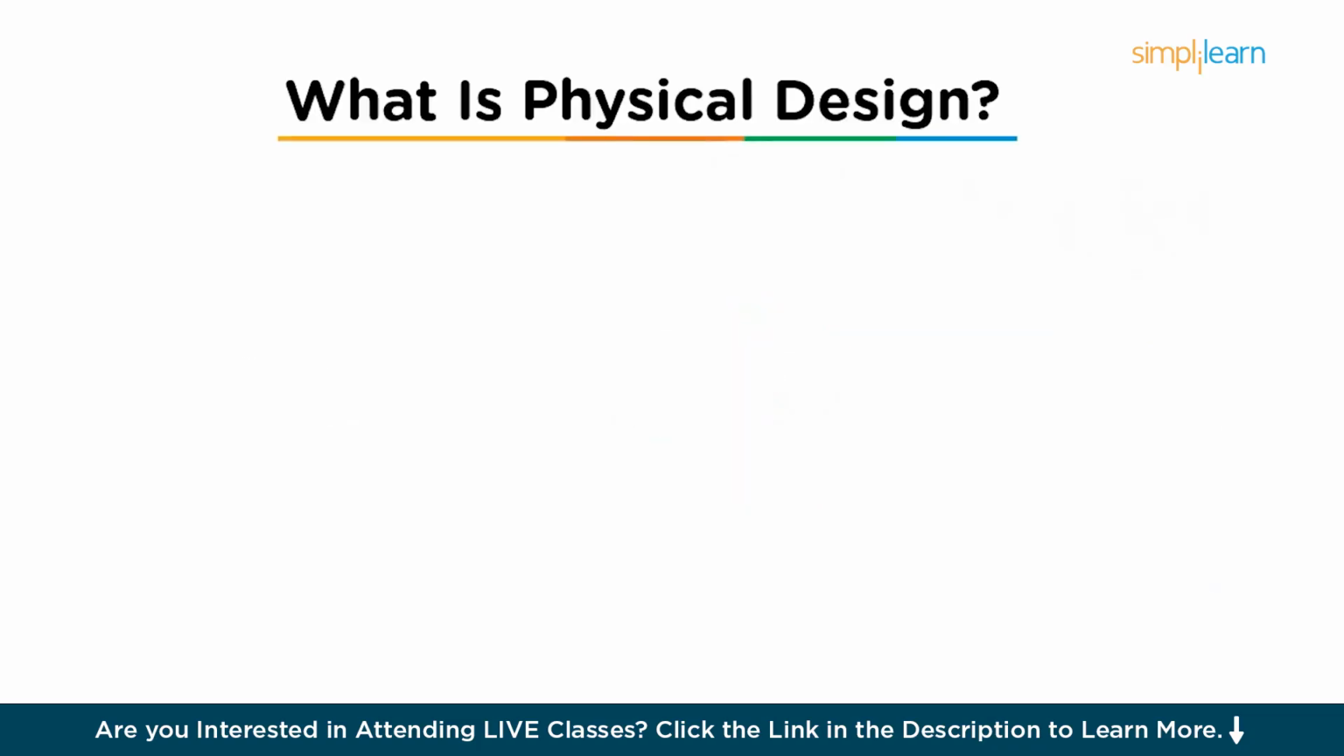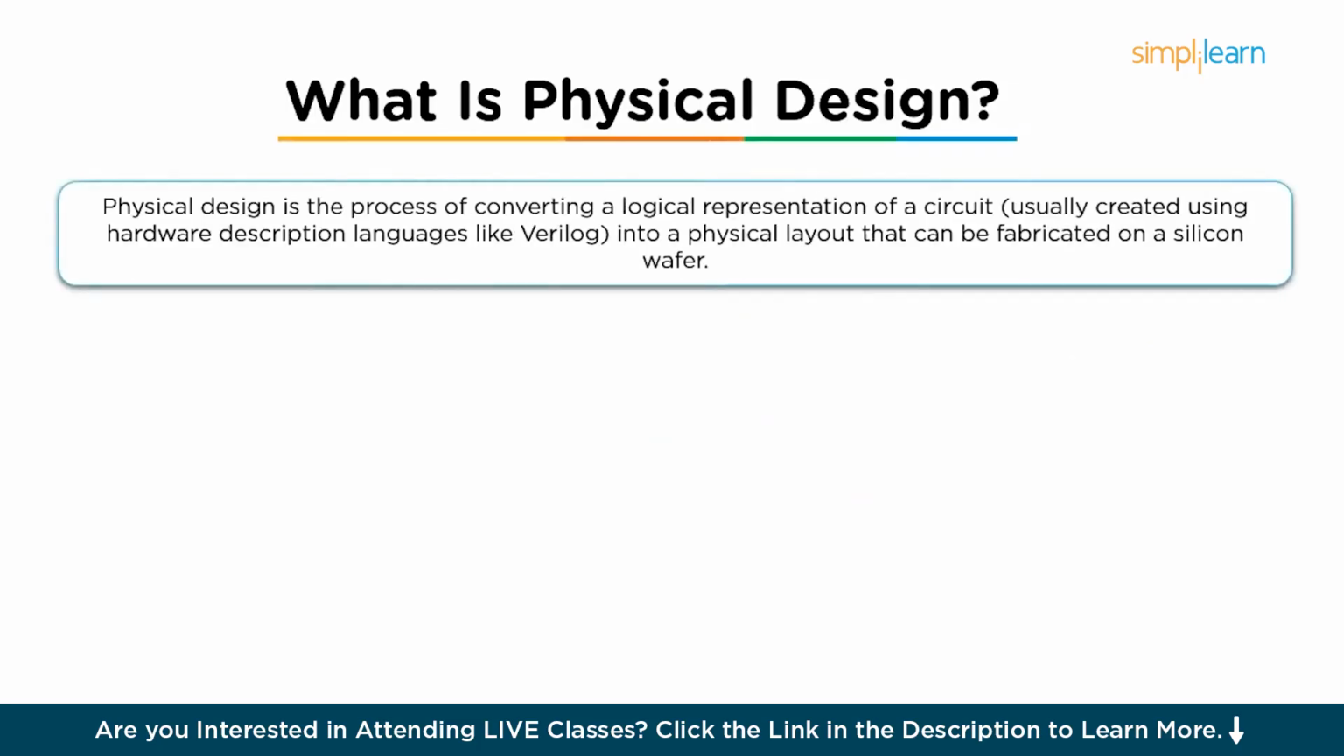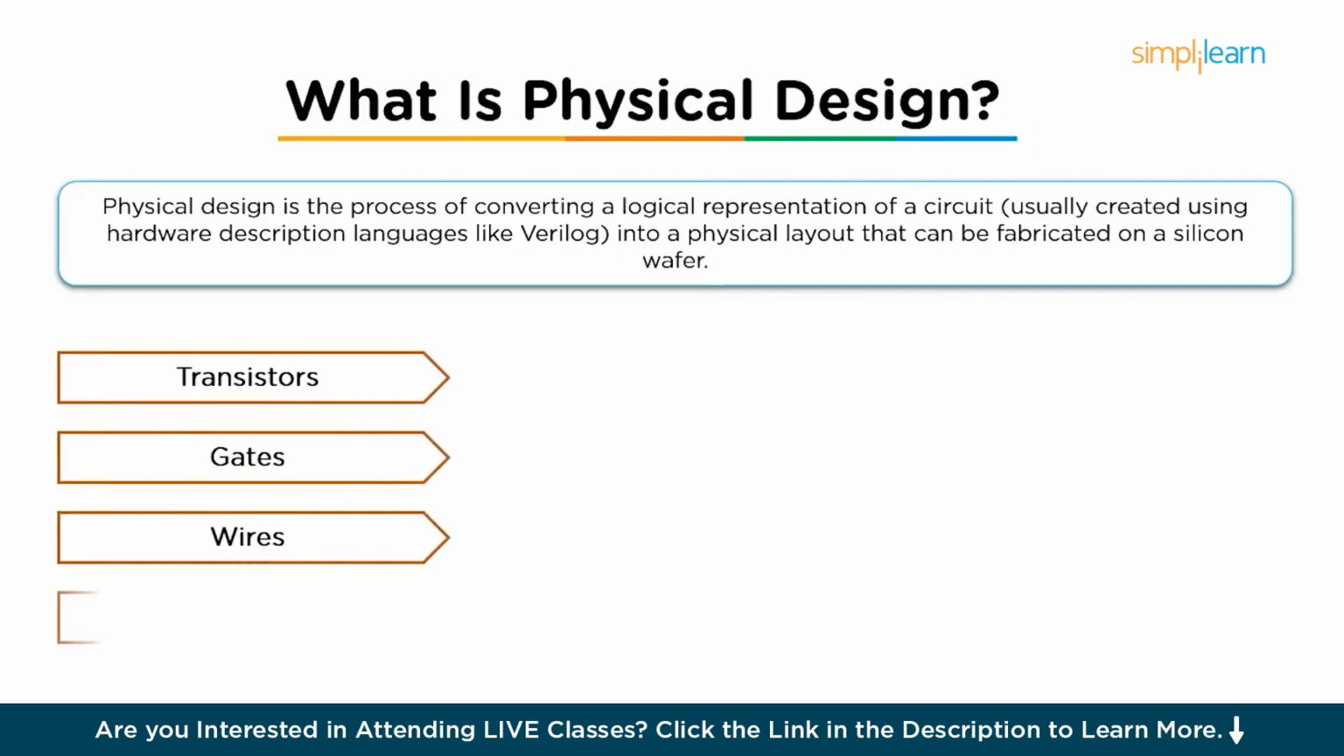So what is physical design? Physical design is the process of converting a logical representation of a circuit, usually created using hardware description languages like Verilog, into a physical layout that can be fabricated on a silicon wafer. It involves creating the actual arrangement of the components such as transistors, gates, wires, and other circuit elements. This process ensures that the physical placement of the components on the chip adheres to design rules while meeting performance goals such as speed, power consumption, and area efficiency.